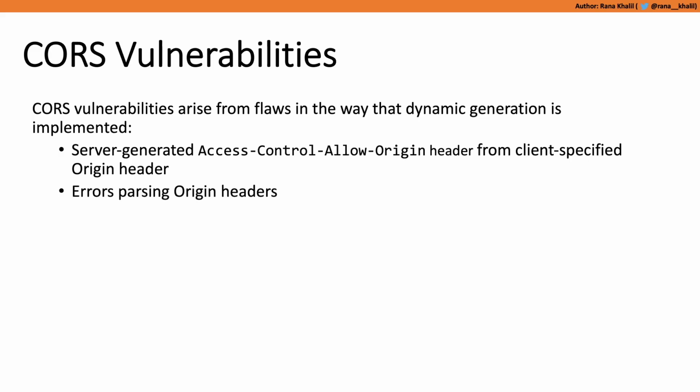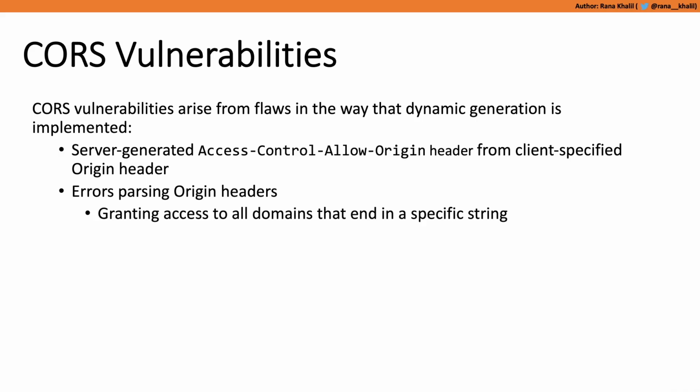Another example that we've seen is accidentally introducing errors in the way that the application parses the origin header. When trying to implement this functionality, some applications parse the origin header from the request and then try to match it based on either URL prefixes or suffixes, or using regular expressions, in order to determine if it trusts that domain. Any incorrect implementation in that regular expression causes security issues. An example is granting access to all domains that end in a specific string.